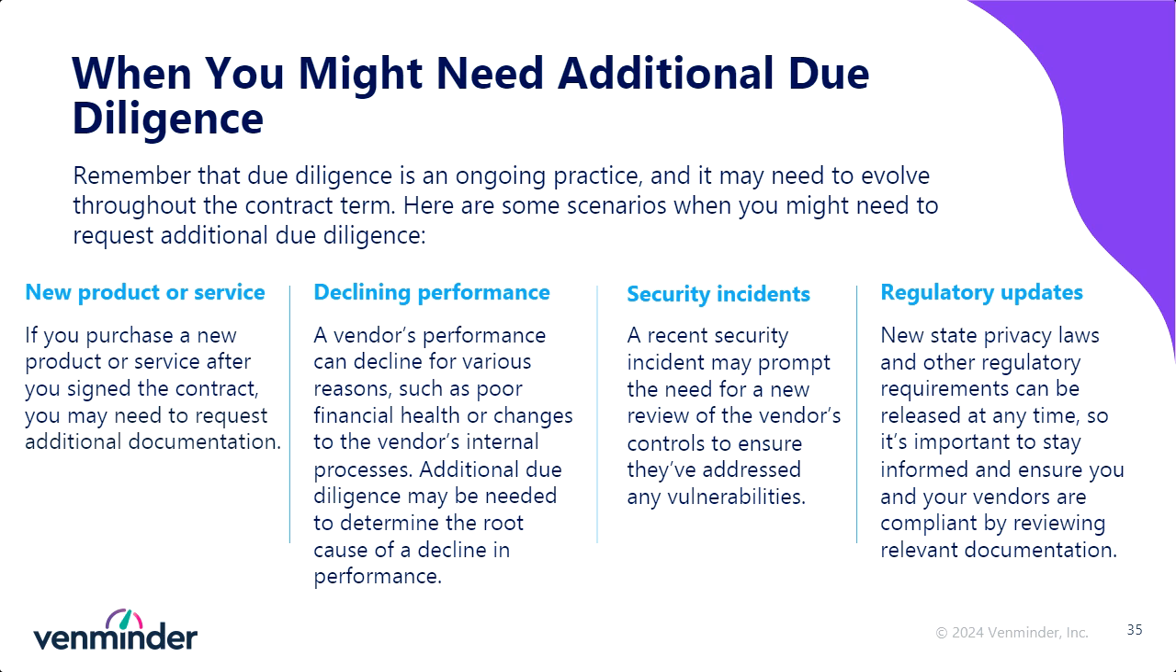Security incidents are another common reason for additional due diligence because you'll want to make sure that they've addressed any vulnerabilities within their system. If the vendor notifies you of an incident, you would probably need to make sure that the vendor patched the issue and performed another round of security testing. And of course, any regulatory updates should initiate additional due diligence. If you think about all the different state privacy laws that are coming out, you shouldn't be waiting until the next round of scheduled due diligence before checking in with your vendor and making sure they're compliant.